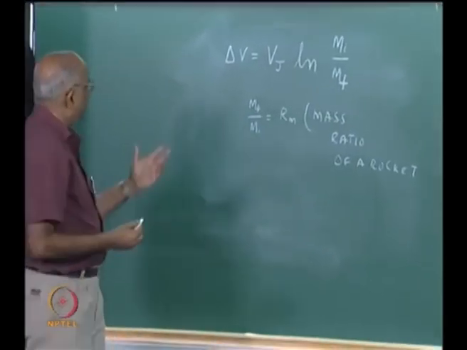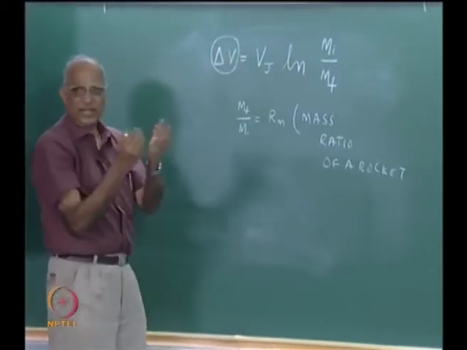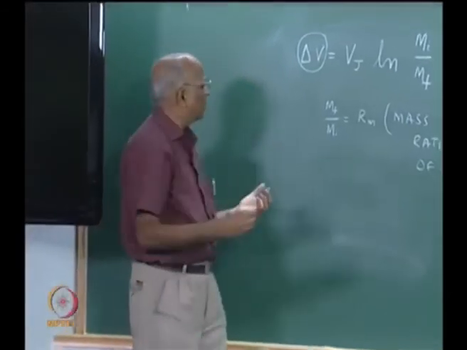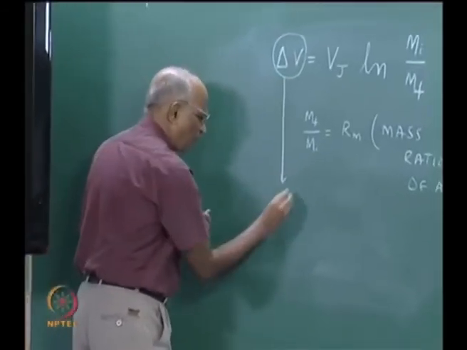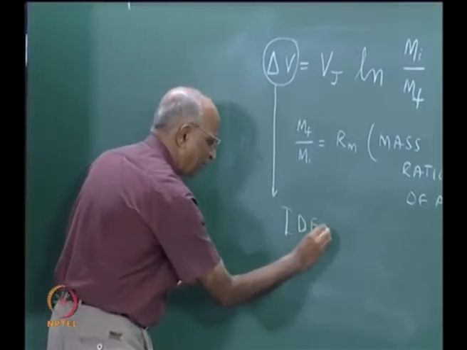You know, when I say this is the velocity which a rocket gives, I did not consider the gravitational forces, I did not consider drag and all that. Therefore, delta v is also spoken of, or it should be called, as ideal velocity increment.